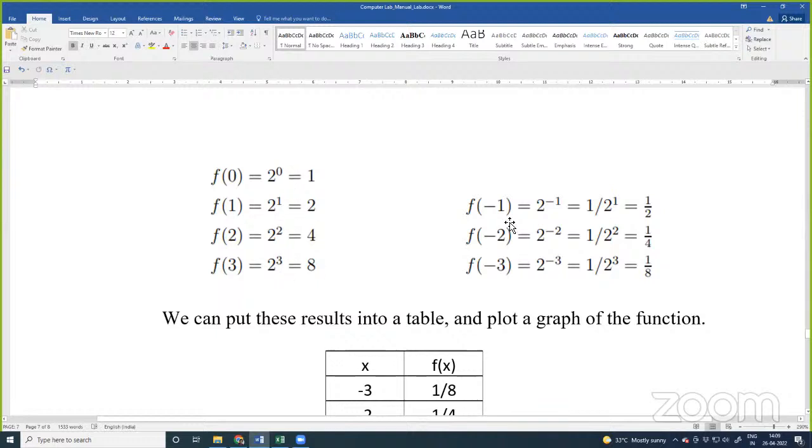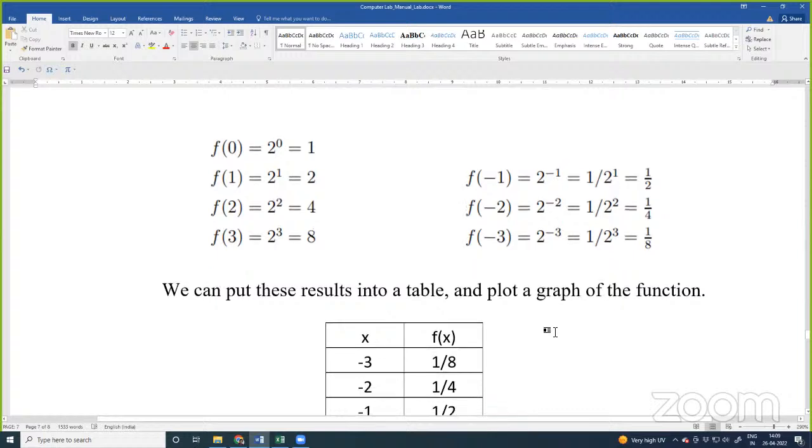Or if x is equal to minus 1, there is also a possibility. 2 to the power of minus 1 becomes half. 2 to the power of minus 2 becomes 1 over 4. If x is minus 3, 2 to the power of minus 3 becomes 1 over 8. We can put these results into a tabular column and plot the graph.